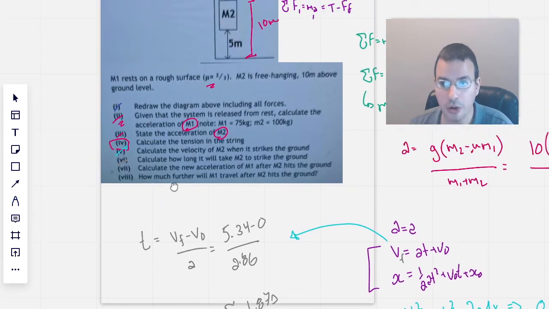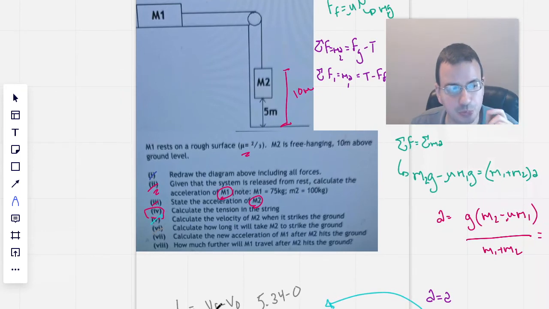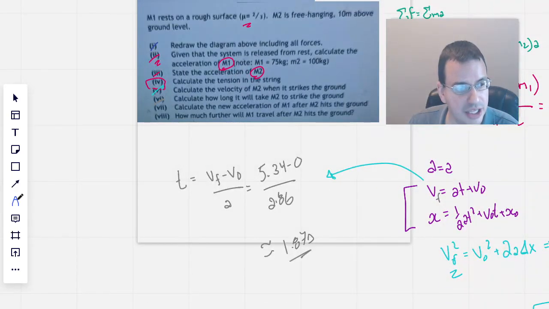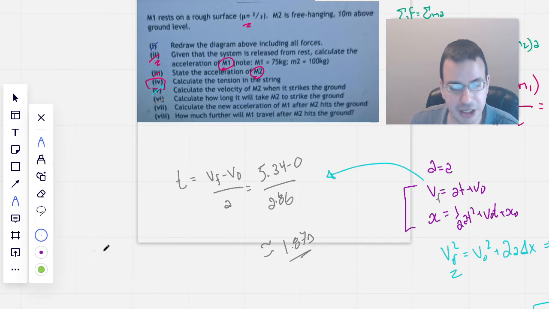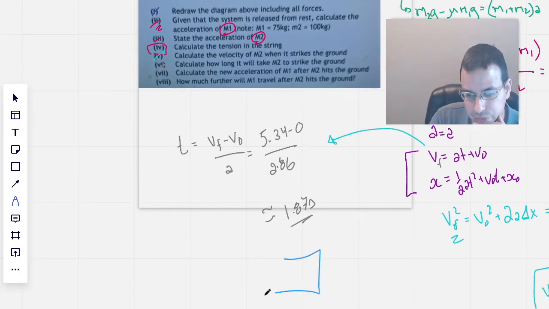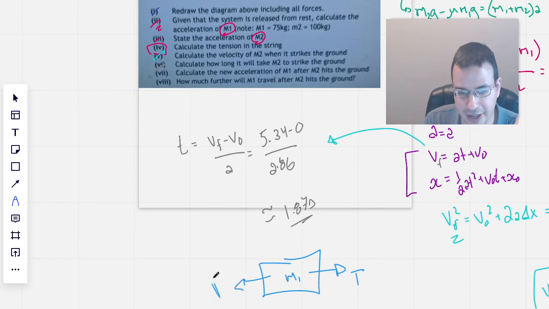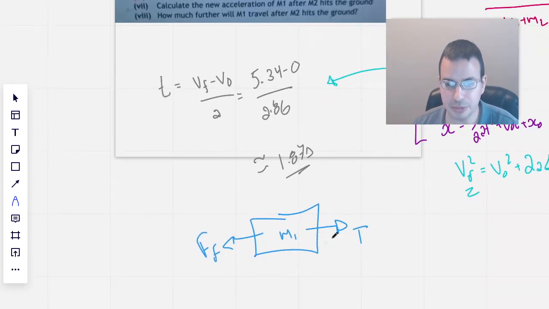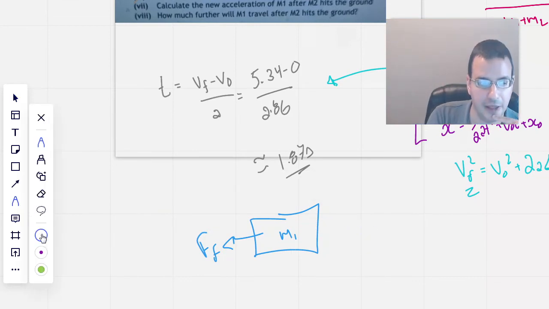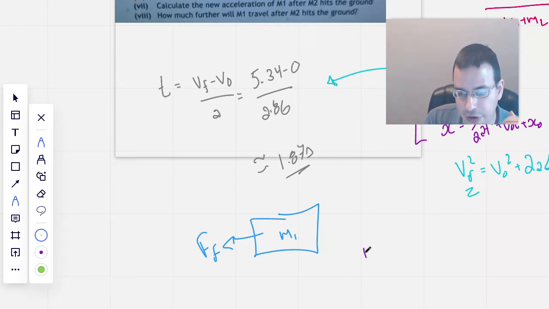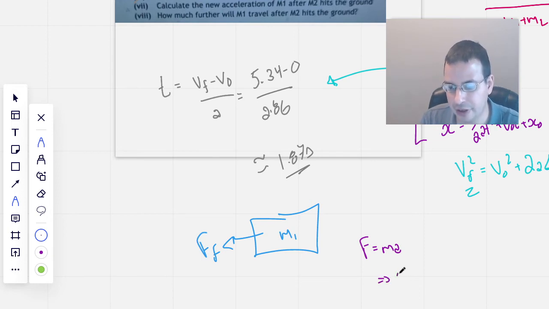Okay, so the point of this question is once m2 hits the ground, it's no longer going to provide tension pulling m1. So this is m1, and initially we have tension pulling this way and force friction pulling that way. Well, once m2 hits the ground, this part disappears. And so we have a new acceleration. So force equals ma. Acceleration will then be force divided by mass, specifically mass 1.